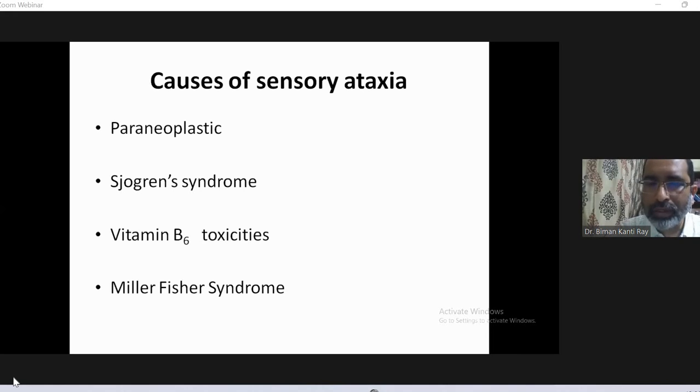And another point I have not mentioned in the slide, one is platinum-based chemotherapy. They can cause sensory ataxia. And also B12 deficiency may cause sensory ataxia. So these are the important causes of sensory ataxia.